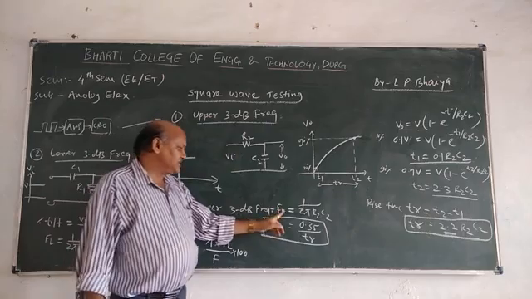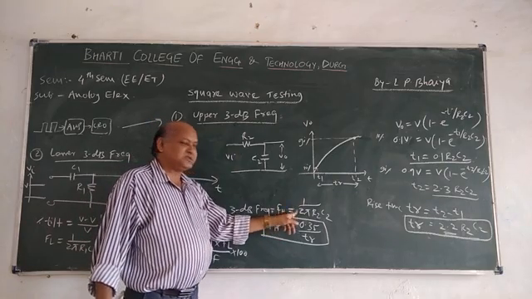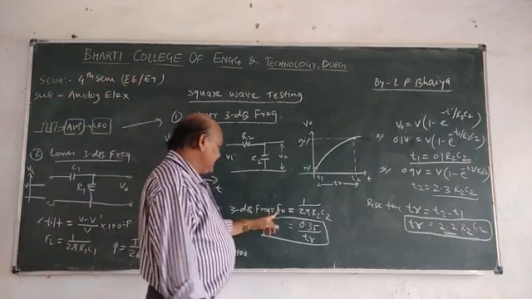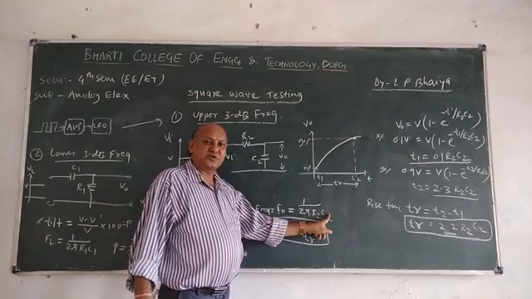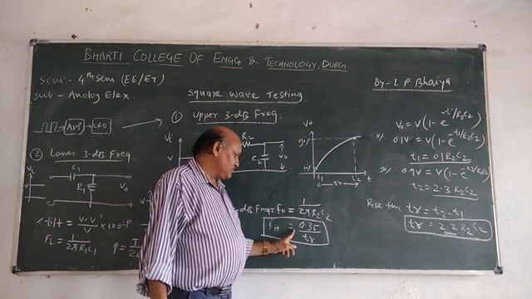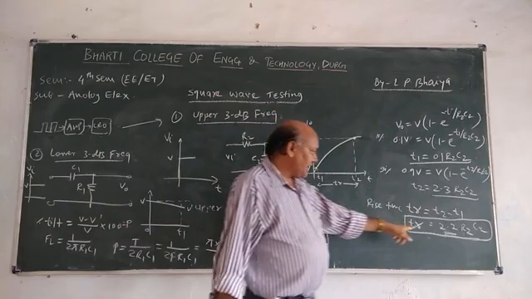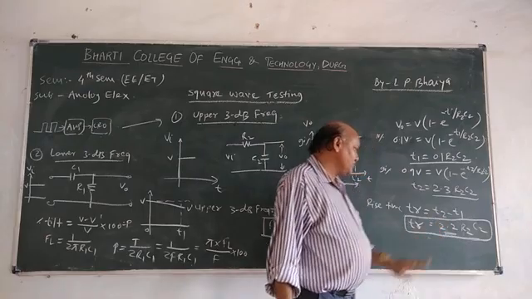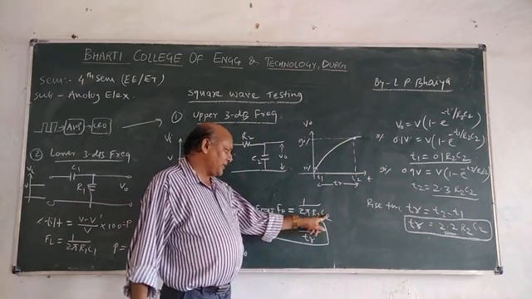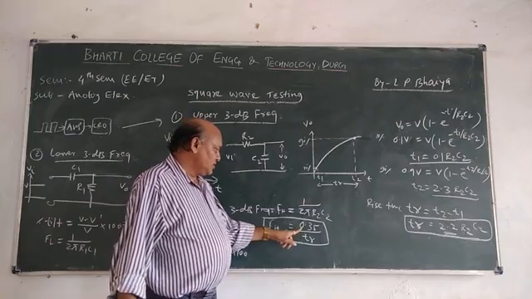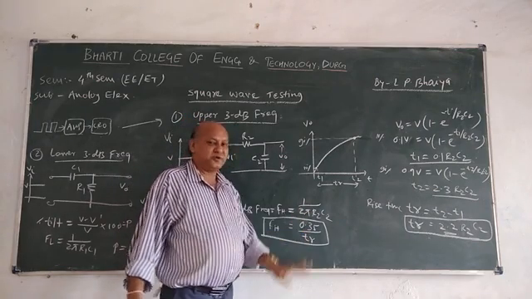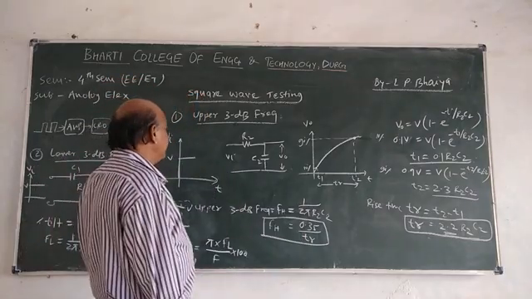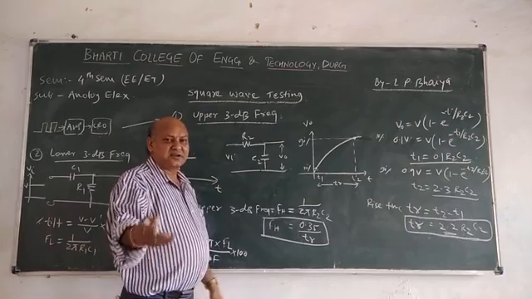Upper 3 dB frequency is given by fH, and this is called the cutoff frequency. Higher cutoff frequency is also the upper 3 dB frequency, and this fH is equal to 1 upon 2 pi R2C2. In terms of rise time 2.2 R2C2, in place of this R2C2 you can put TR upon 2.2. So you will get fH is equal to 0.35 upon TR. This is the formula for the higher 3 dB frequency, or upper 3 dB frequency, or higher cutoff frequency.